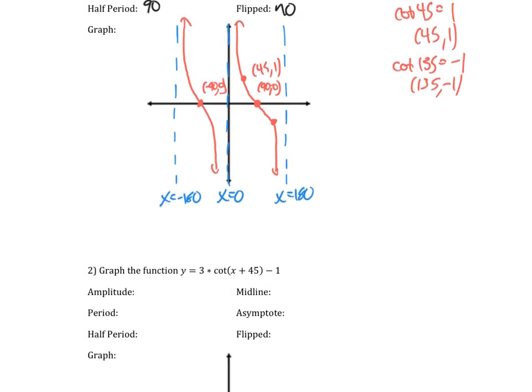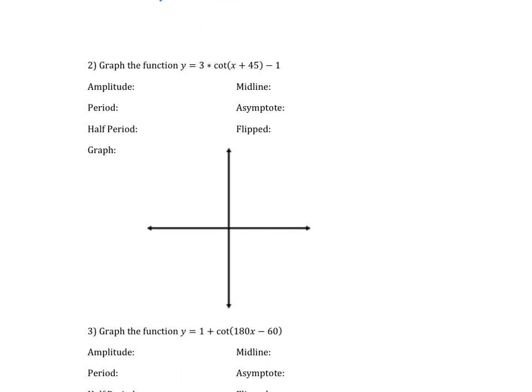I don't want this video to get too long. So let's do cotangent together. If you're feeling really confident, you could do it yourself. If not, you want to do it with me, that's fine too. All right, so we've got amplitude of 3. We've got period of 180 over 1, which is 180, which means the half period's 90. Midline, finally we have something other than 0, is at negative 1.